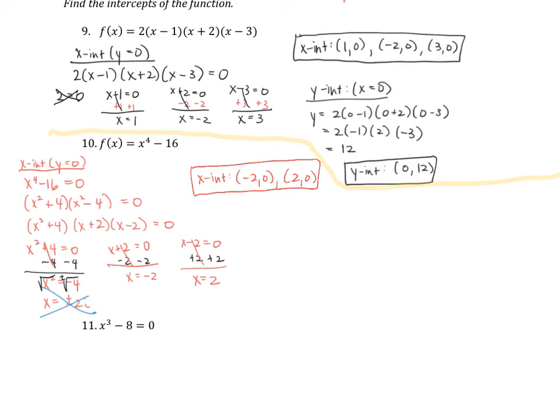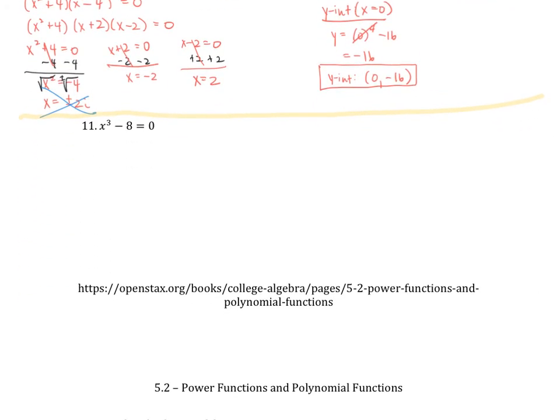Okay, so now we need to find the y-intercept. So the y-intercept is when x is 0. So y equals 0 to the 4th minus 16. Well, that's just going to be negative 16. So the y-intercept is (0, negative 16). All right, so that one's done. Okay, so let's look at number 11.